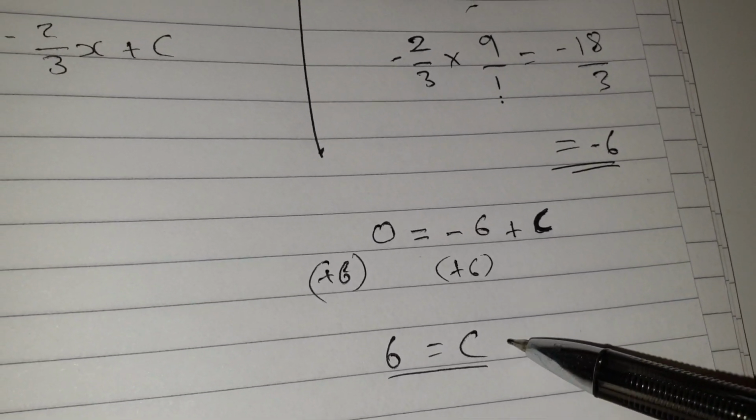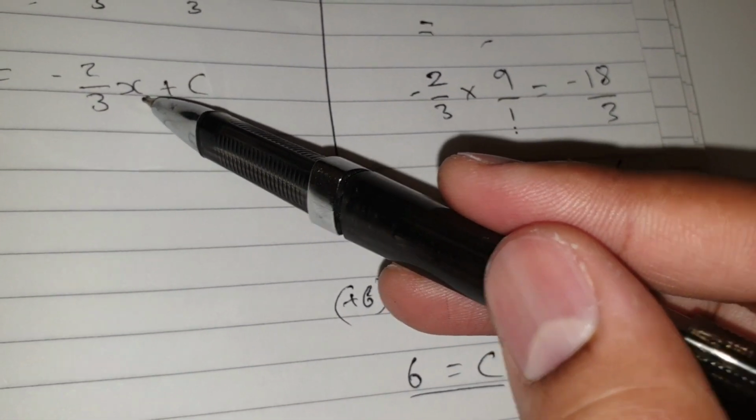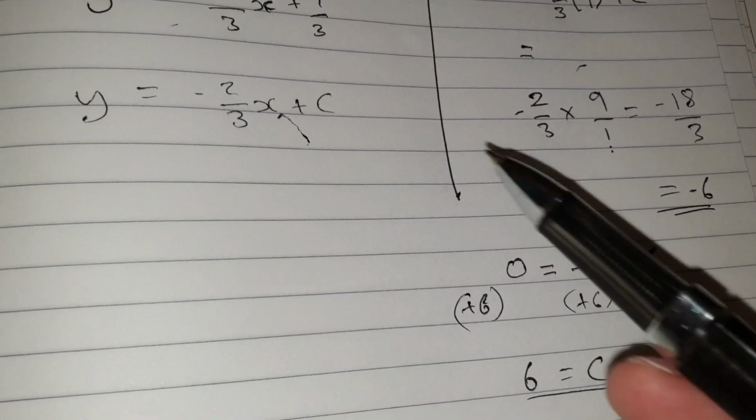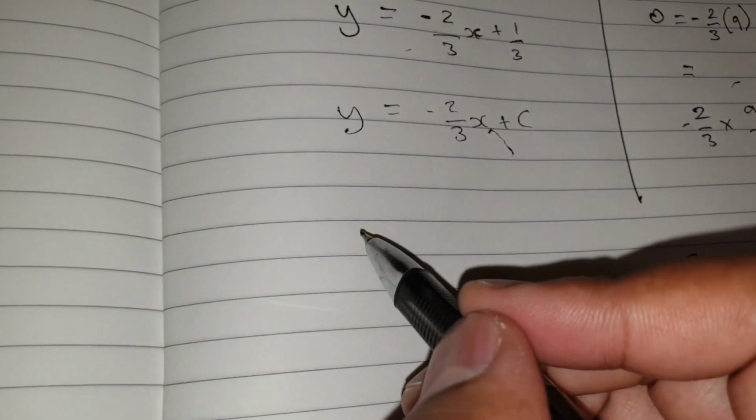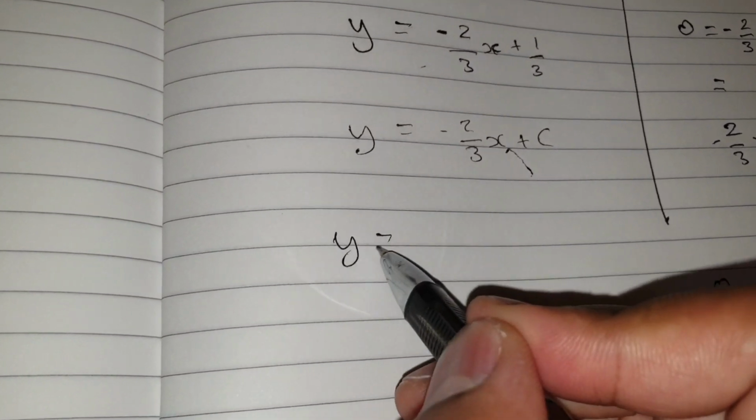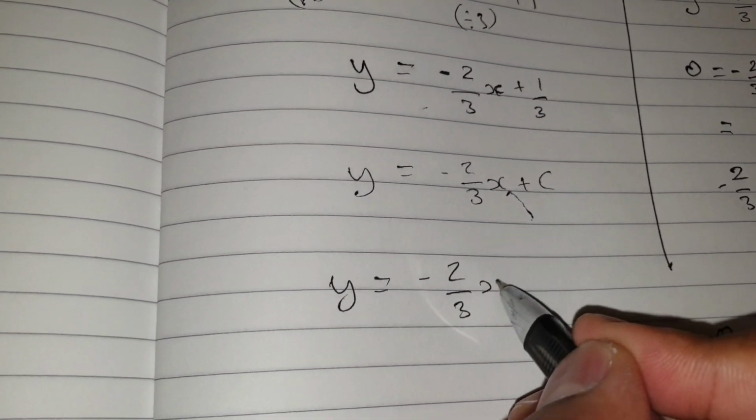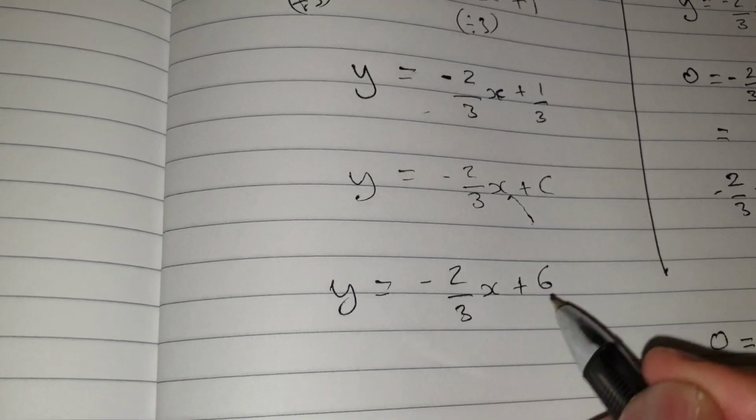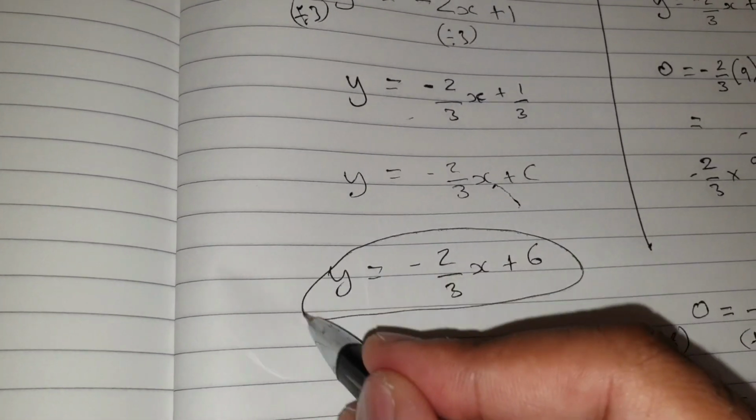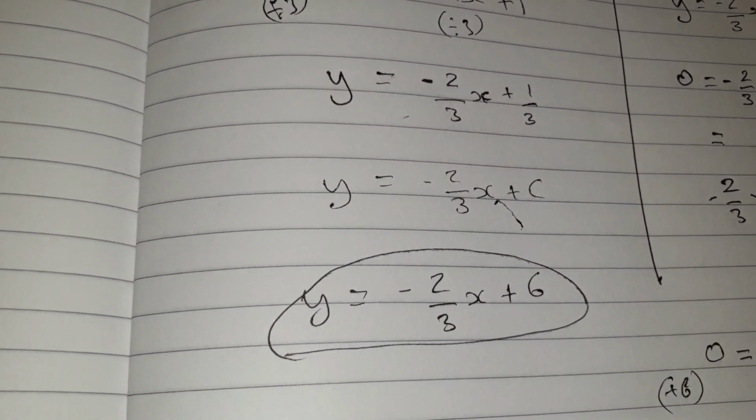So now we've got the value of c and we've got the gradient as well. We just have to substitute the c value up here. So we get y equals minus 2/3 x plus 6, and that is the final answer.